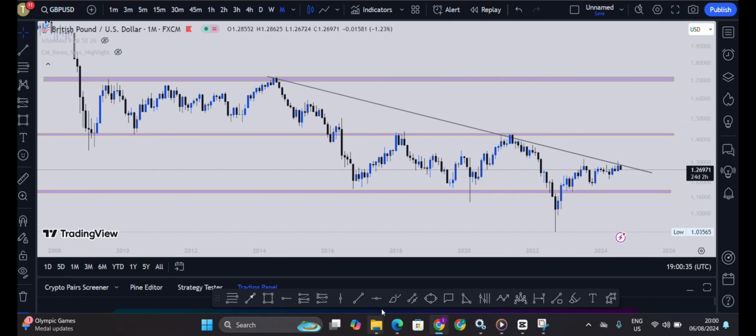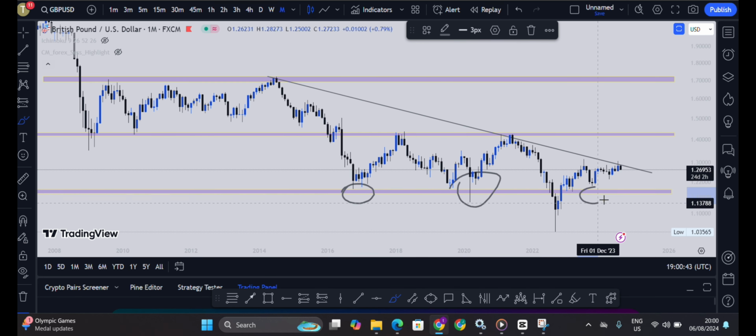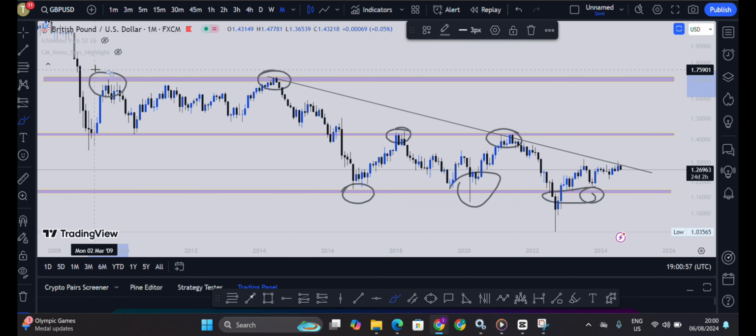And if we look at the monthly time frame, we can spot our monthly lower zone here, which has been acting as potential demand area, the monthly midway zone, which has been acting as a potential supply area or a resistance area, and our monthly highway zone here, which has equally been acting as a potential supply area.